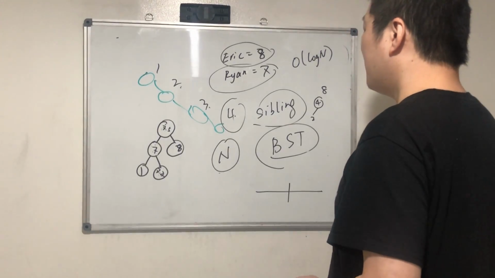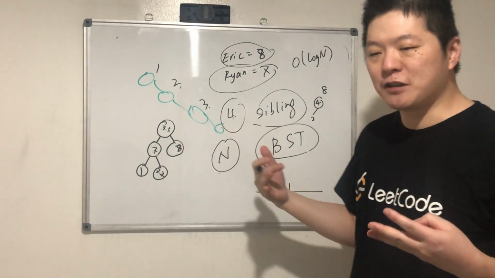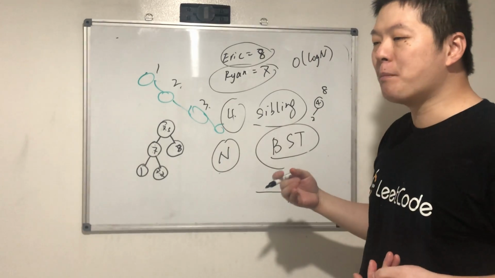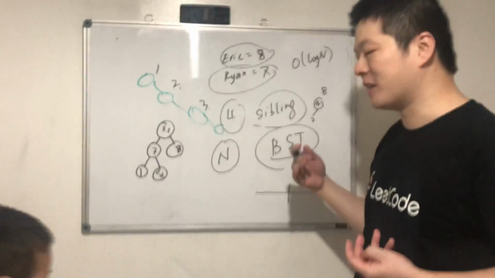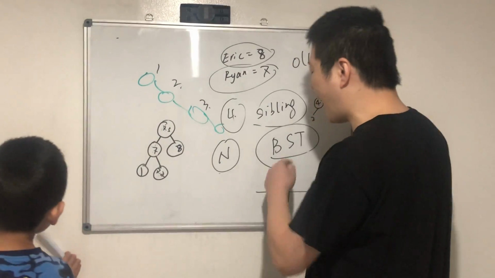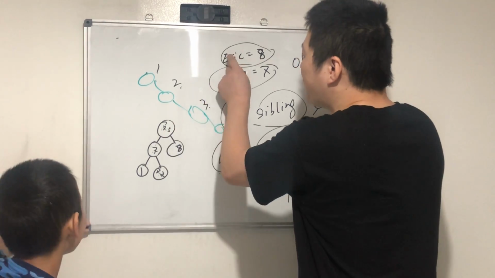Okay, so now we know how to search the node in the binary search tree. How about we search the sibling? So when we go to the brother, look, we know we look for Eric, right?